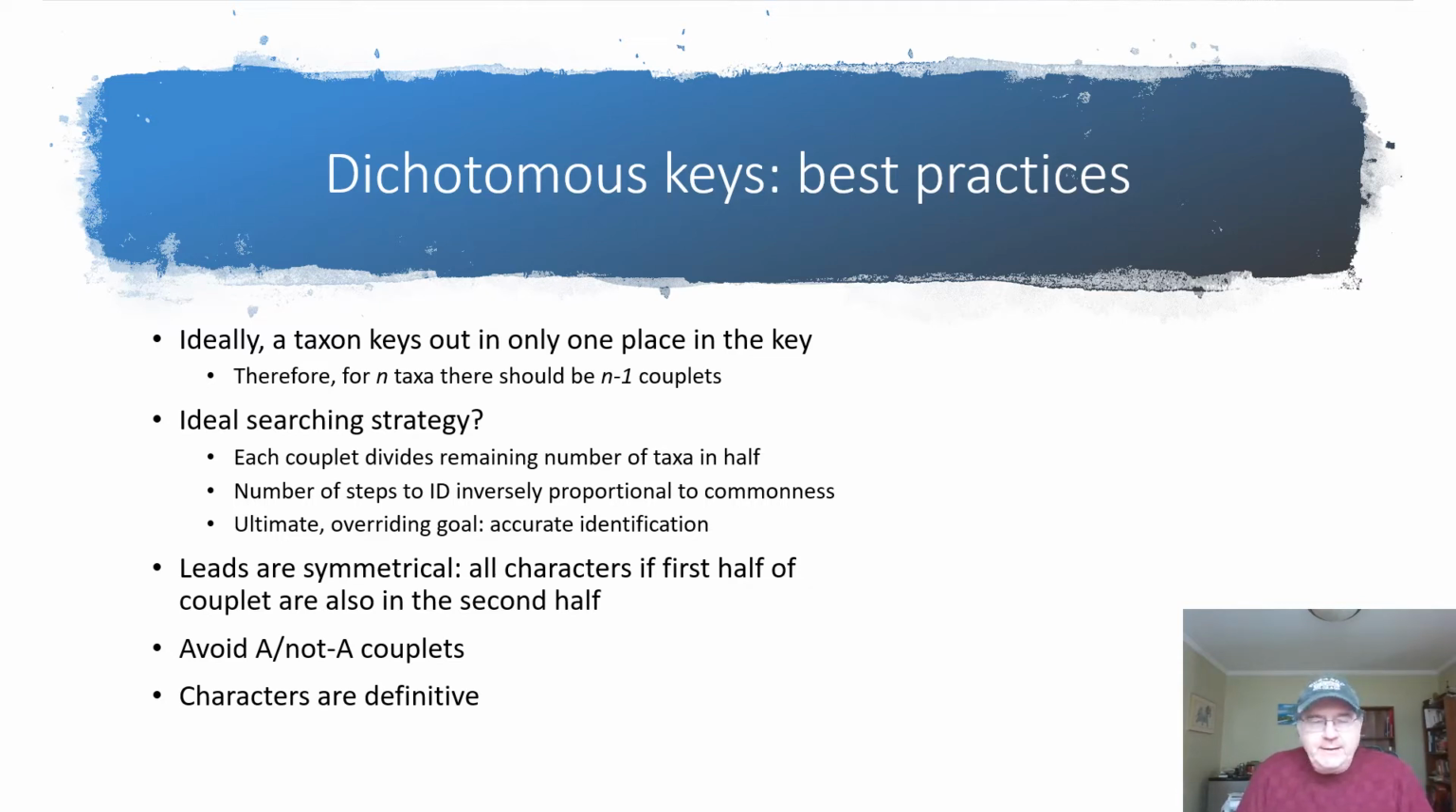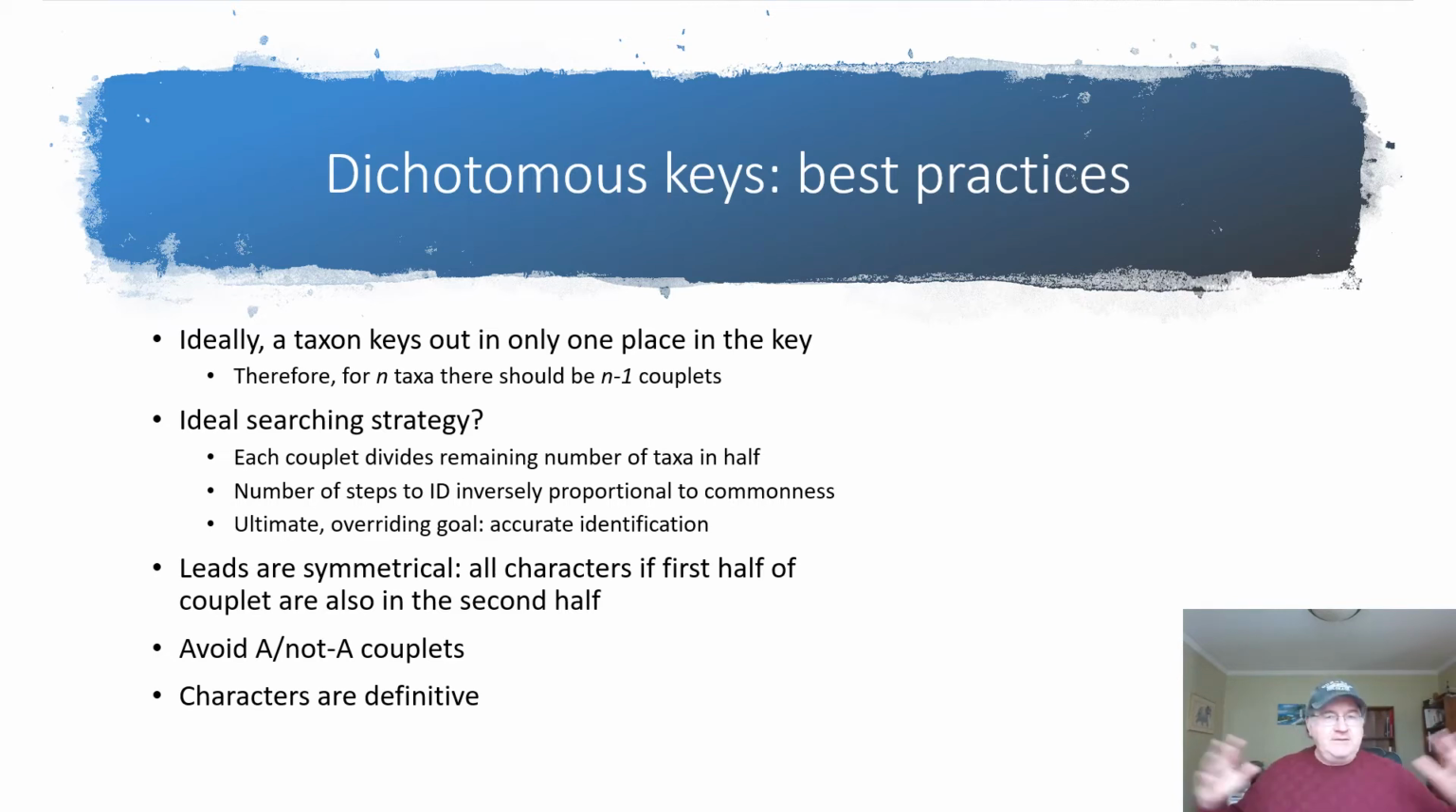When you're writing a key, the ideal is to have each taxon come out in only one place in the key. This can be more difficult than you might think. If each taxon comes out in only one place in the key, that means you've defined how many couplets there are going to be. For n taxa, there are going to be n-1 couplets. If you have a key that has 10 couplets and every taxon comes out once, you know that there were 11 taxa there.